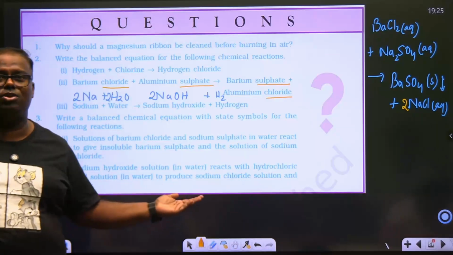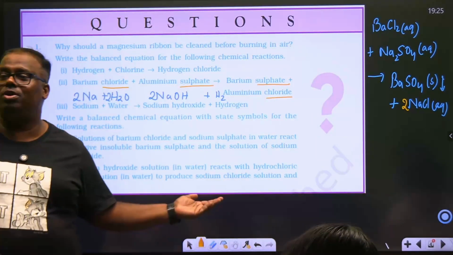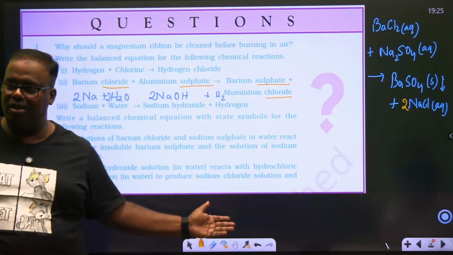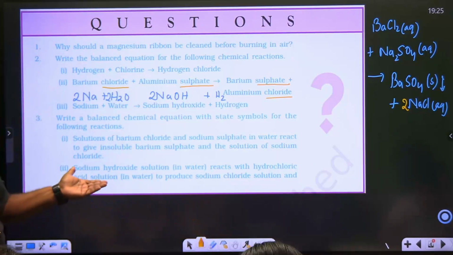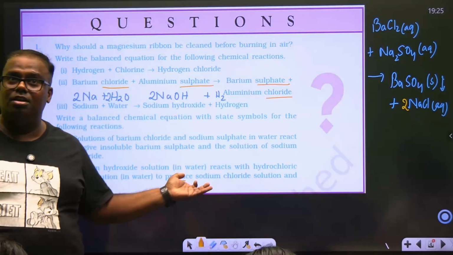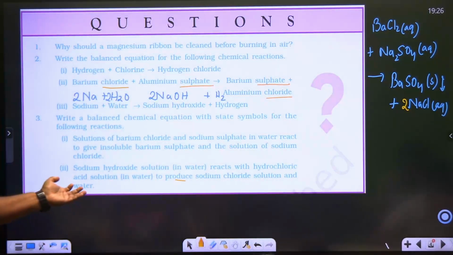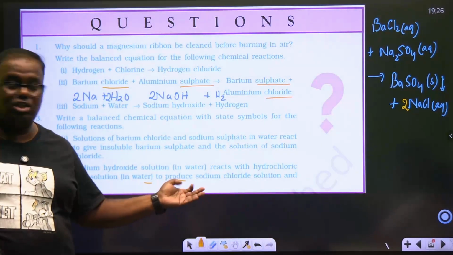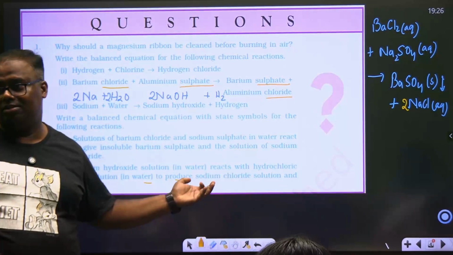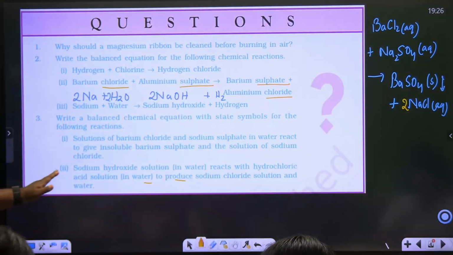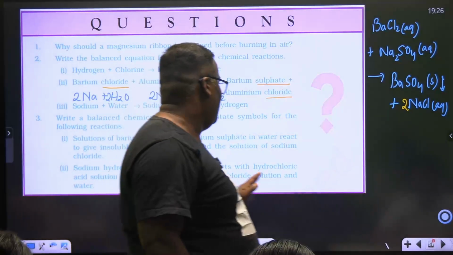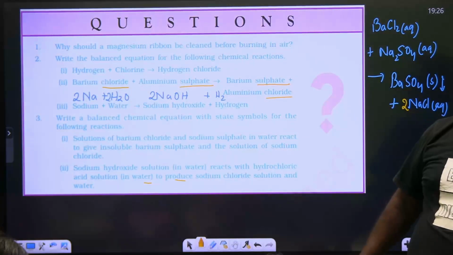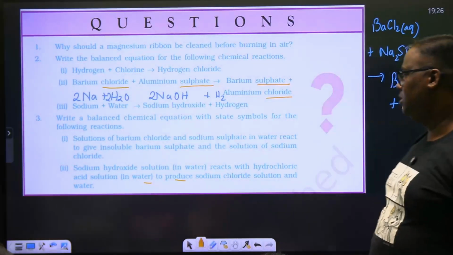Sodium hydroxide solution in water. NaOH aqueous. All these are sounding like Greek and Latin. Something Russian. Sodium hydroxide is like a Russian name. Hydrochloric acid, also now it's Latin. Sodium hydroxide is NaOH aqueous. It reacts with hydrochloric acid solution, so it will be HCl aqueous. It will give you what? Produce?